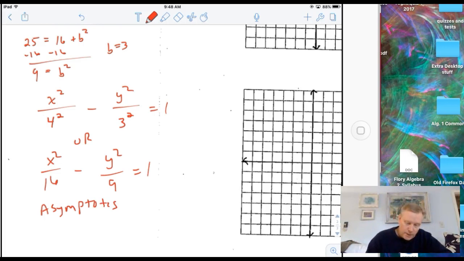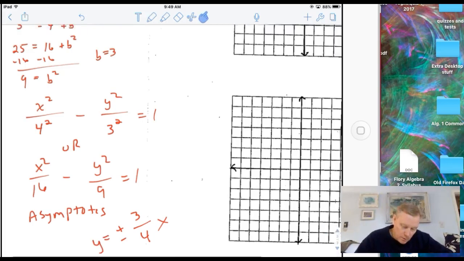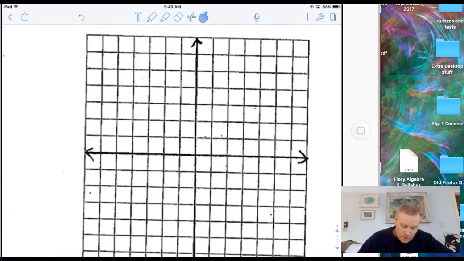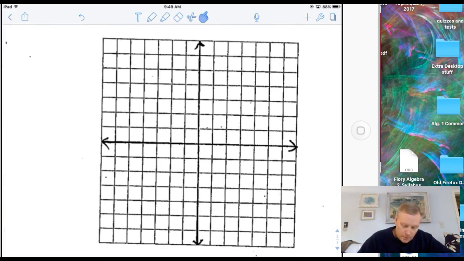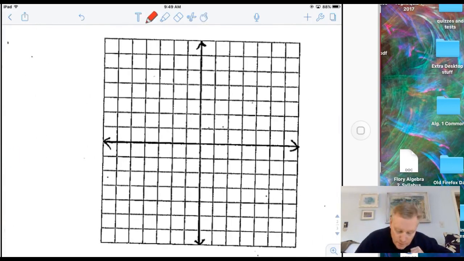Rise over run. Rise is what's under the y, which is 3. Run is what's under the x, which is 4. So it's going to be plus or minus 3/4 x. That will be my two equations for the asymptotes. I'm going to start with that, actually. I like drawing my asymptotes in there first, which means it's got a slope of 3/4. So I'm going to go up 3 and over 4.